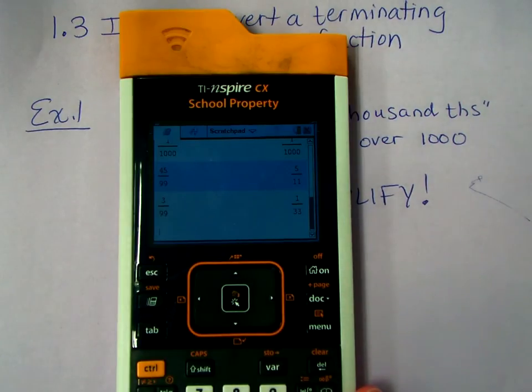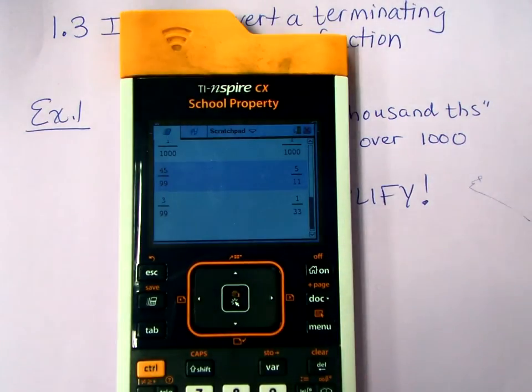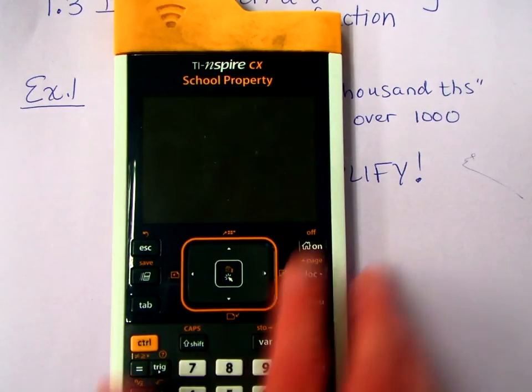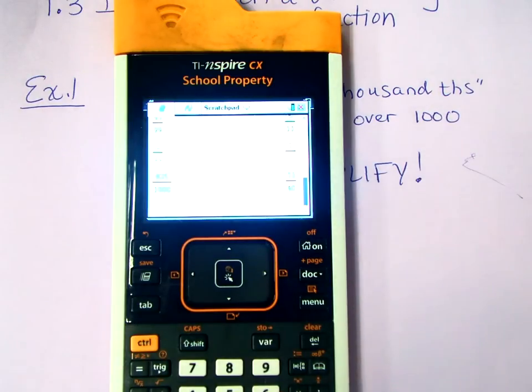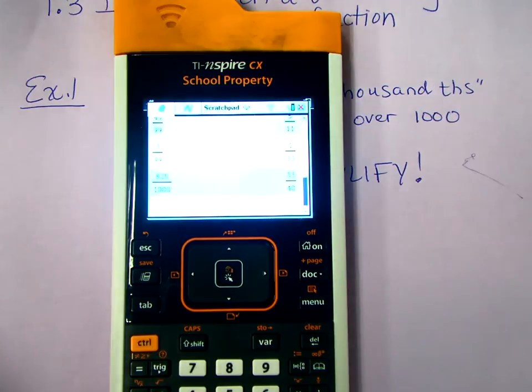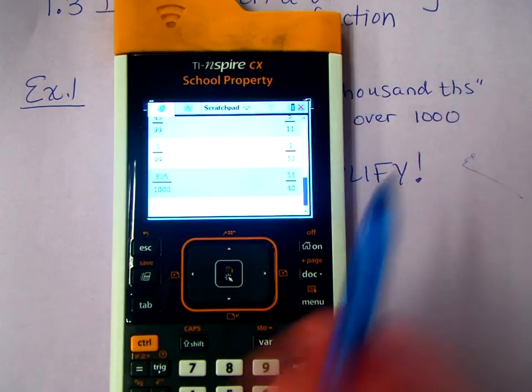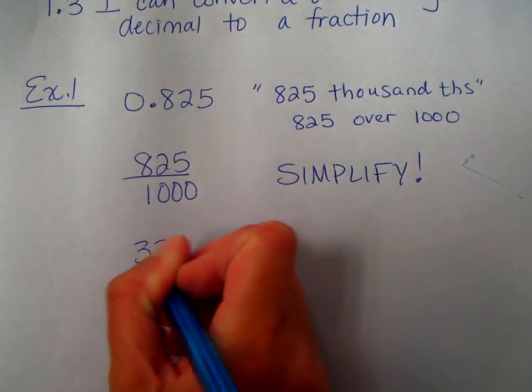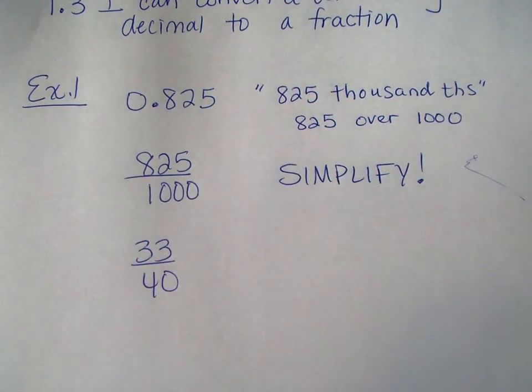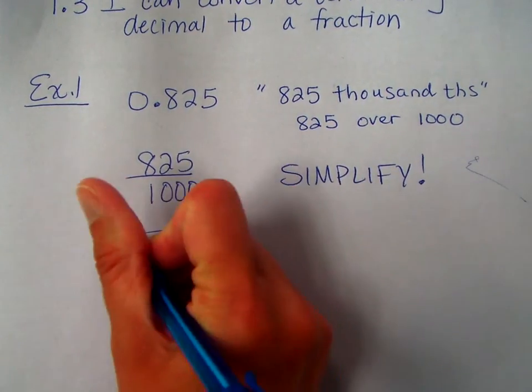Now that's too dark, huh? So if you put in 825 divided by 1,000, I love how it leaves it as a fraction and it simplifies it for you. Isn't that really neat? Makes life a lot easier. So I'm going to allow you to use that feature just because that way you'll get used to it for the rest of the year, okay? So it ends up 33 over 40. And we would be done.